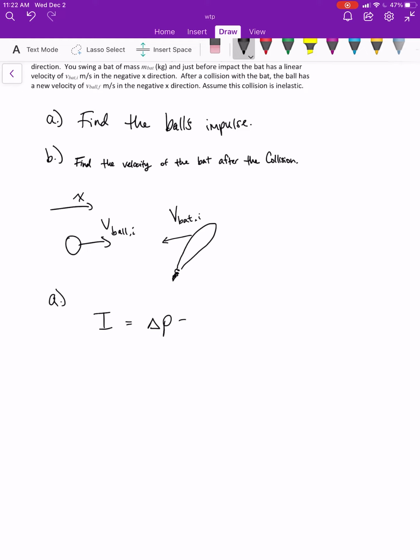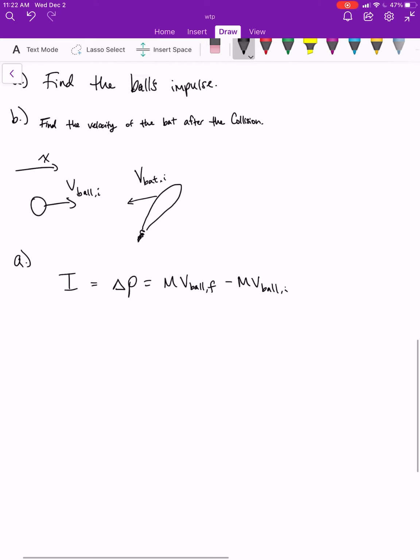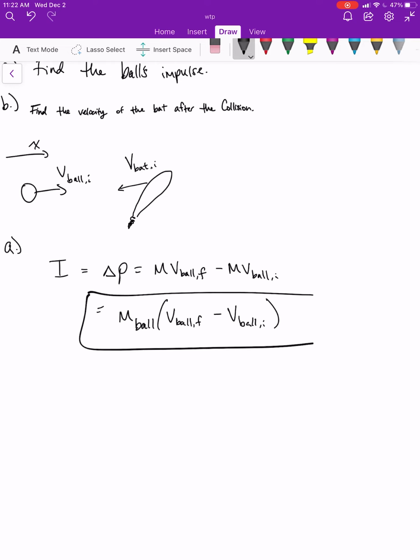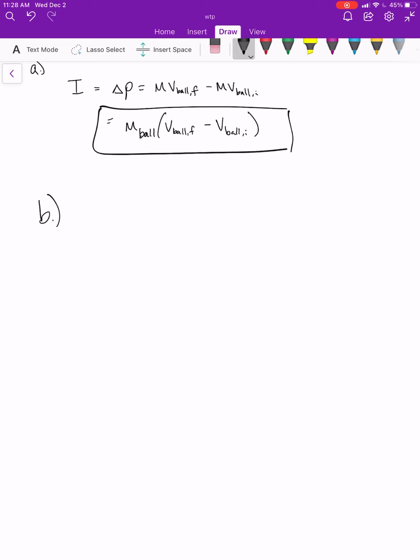Okay, so for part A, we can say that impulse I is equal to delta p, the change in momentum. Change in momentum is equal to the mass of the ball times the final velocity of the ball minus the mass of the ball times the velocity of the ball initially. Since the mass remains the same, we can simplify this to saying mass of the ball times, in parentheses, the velocity of the ball finally minus the velocity of the ball initially. This is our impulse.